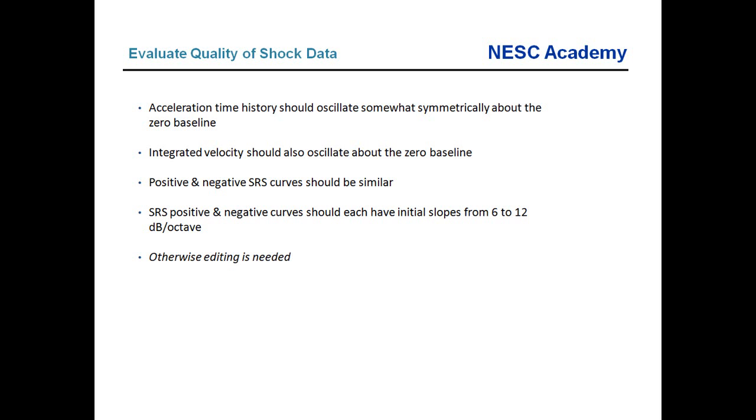And then the SRS positive and negative curves should each have initial slopes from about 6 to 12 dB per octave. Now, having said this, there are some special cases that you might come across, but for about 95% of what you would measure, these are good guidelines for judging your data. And otherwise, editing is needed. And I should say also that editing can be required for other reasons as well. I think at some point we're going to talk about electromagnetic interference and electromagnetic pulse spikes that can show up in the data. And sometimes those spikes have to be edited out manually.